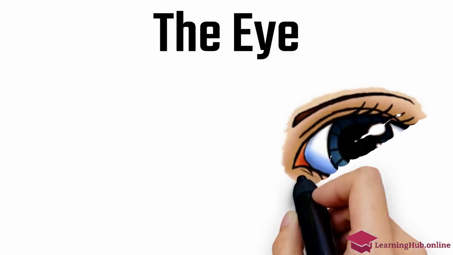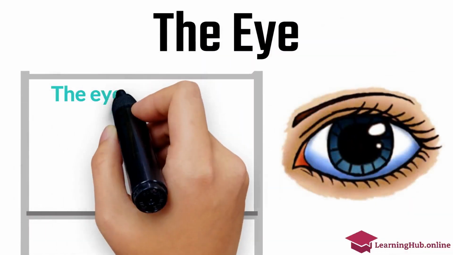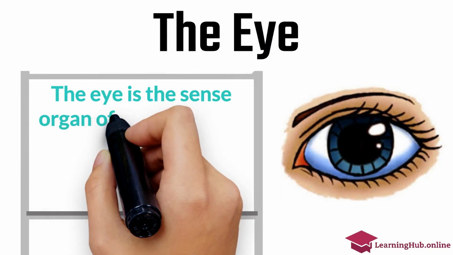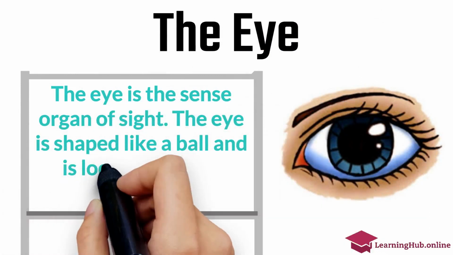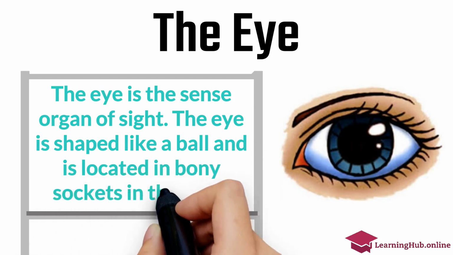The eye. The eye is the sense organ of sight. The eye is shaped like a ball and is located in bony sockets in the skull.